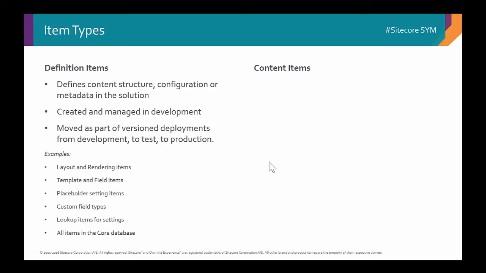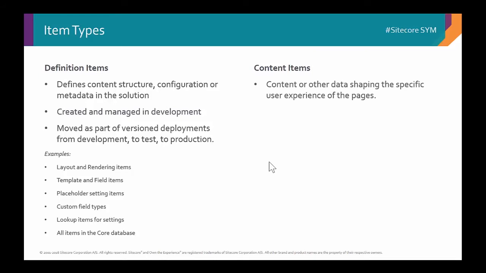Examples of these are rendering and layout items, the templates and fields, placeholders, custom field types, lookup items for settings, and pretty much all the items in the core database. So all the things that are linked together, settings, configuration, those kinds of things. But you will probably have to work out in your specific solution which items belong to which group. There are some things that you can probably call a very common practice, like templates. Don't do template changes in production, or core database changes.